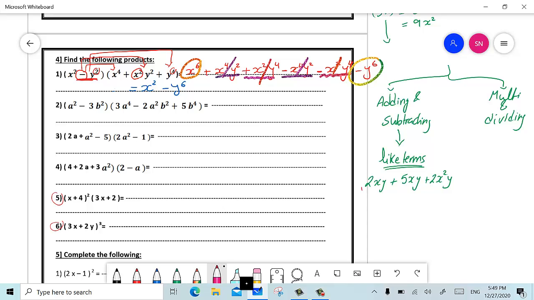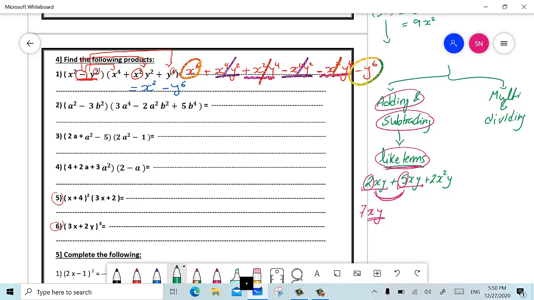So here I'm going to find that 2xy is the same as 5xy. Both of them have a variable x to the power of 1 and y to the power of 1. So I'm going to add those two terms and have a result of 7xy. Again, when I am adding and subtracting, I add and subtract only like terms. And when I am adding and subtracting, I only add or subtract the coefficient, and the variable remains as it is.